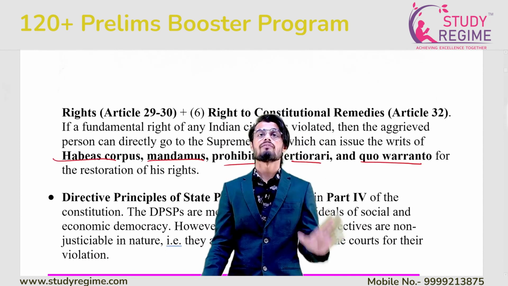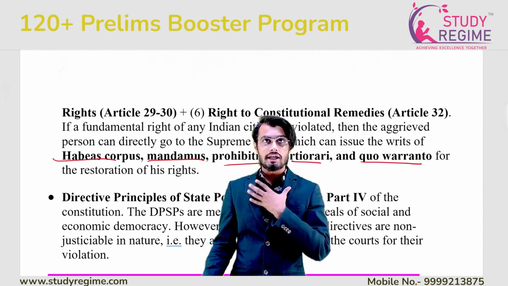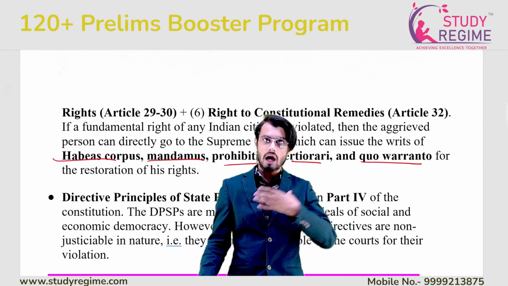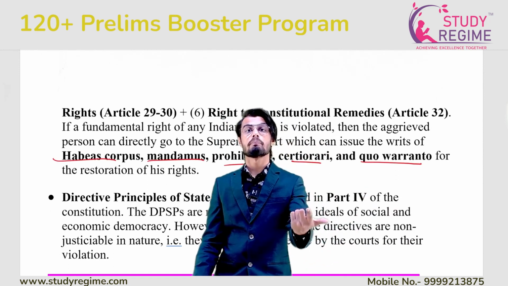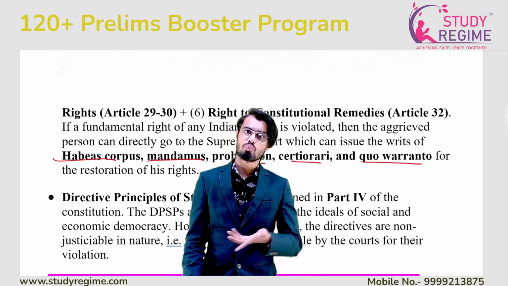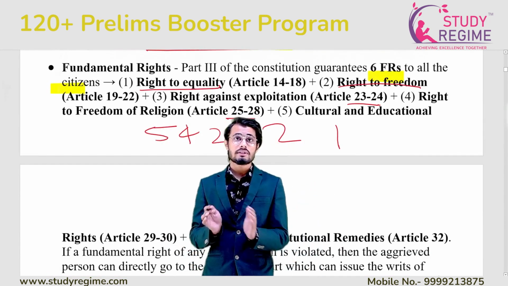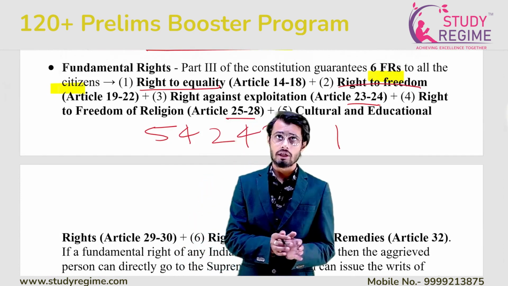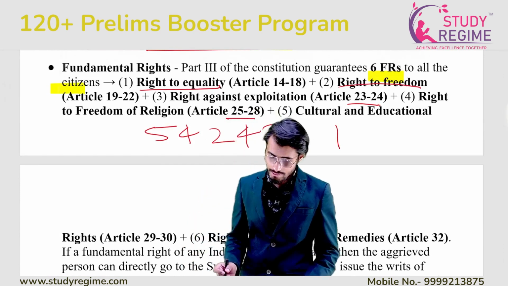These are 5 writs guaranteed to us for the restoration of our rights by the Supreme Court if fundamental rights are violated. So fundamental rights are mentioned in Part 3 of the Indian Constitution, and it guarantees 6 fundamental rights.